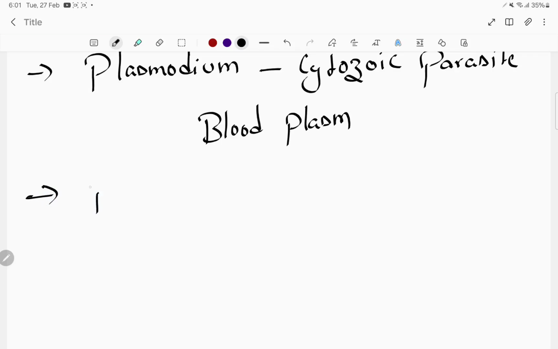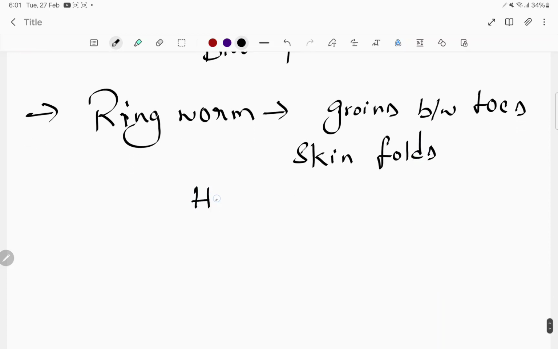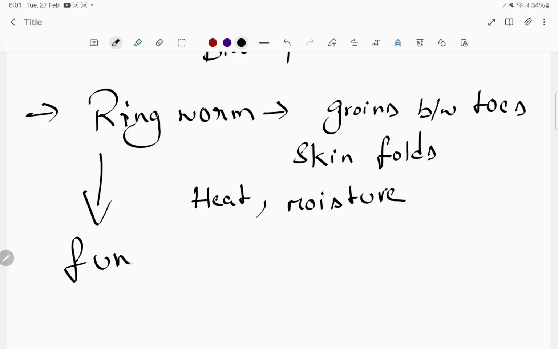Next, ringworm infections are generally seen in groin, between toes, and skin folds. So where there is more heat and moisture, that is very helpful for fungi to grow because it's a fungal infection.